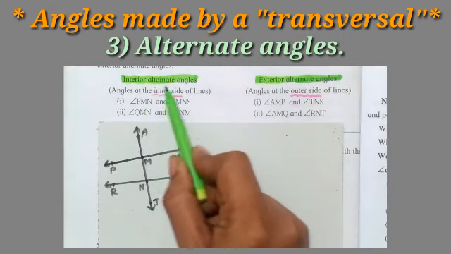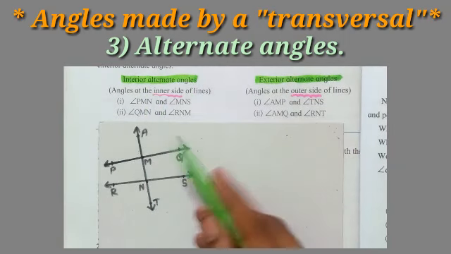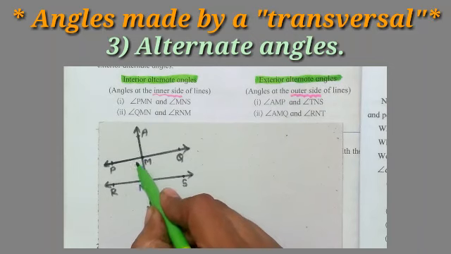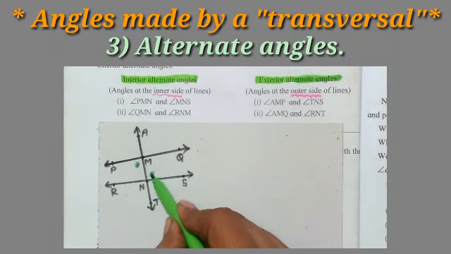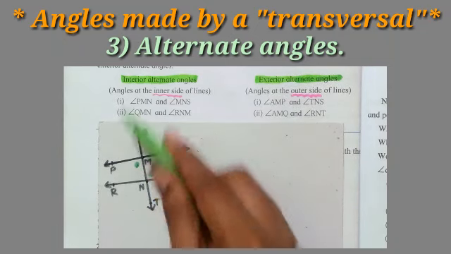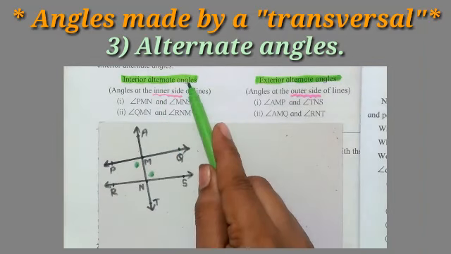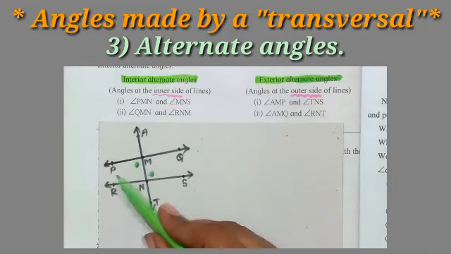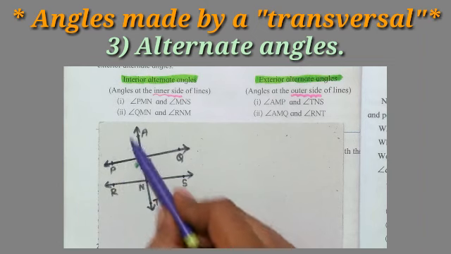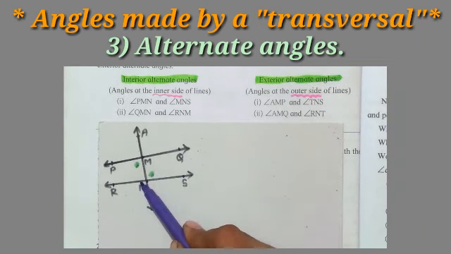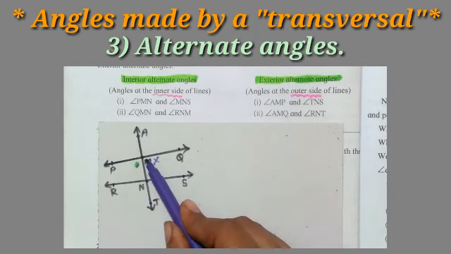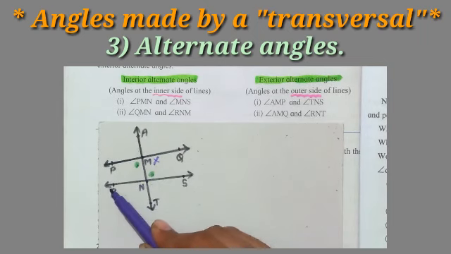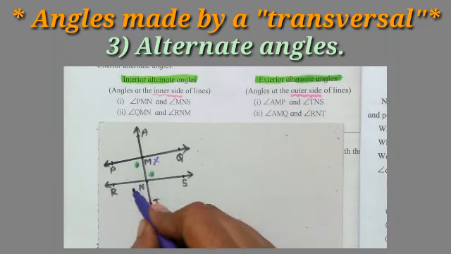Let's see the interior angles at first. The angle PMN, this one, and angle MNS. This is the first pair of interior alternate angles. The second one is angle QMN and angle MNR, or RNM, same one.